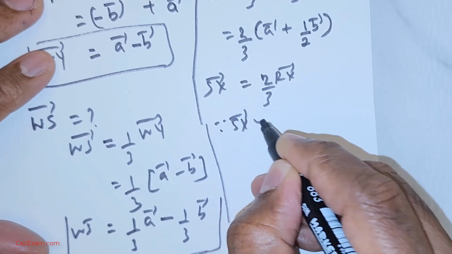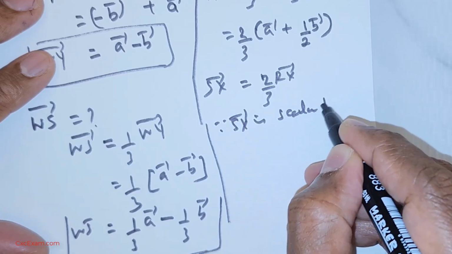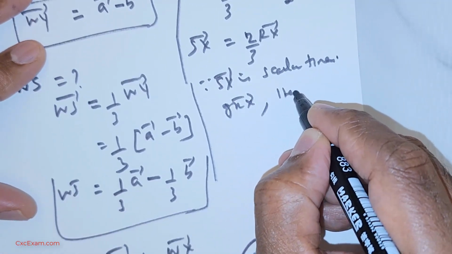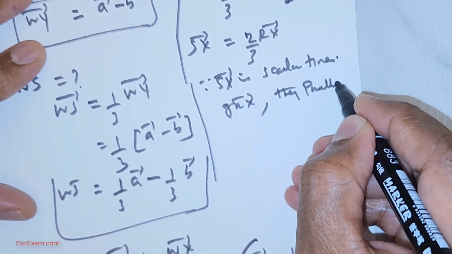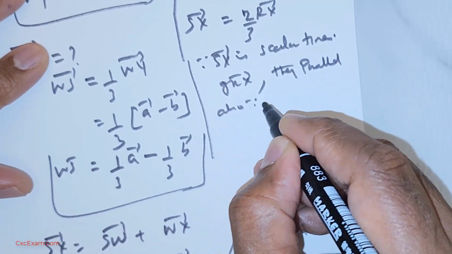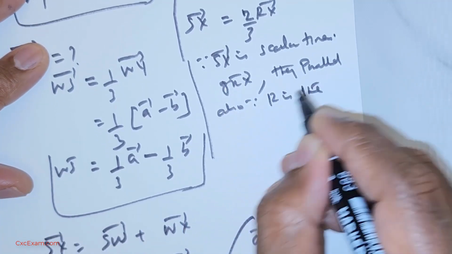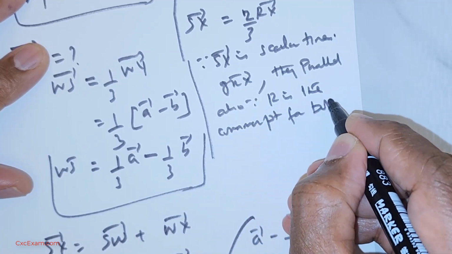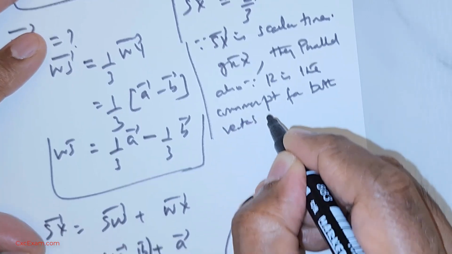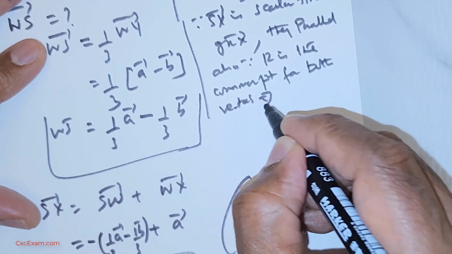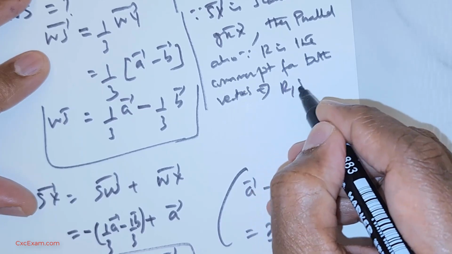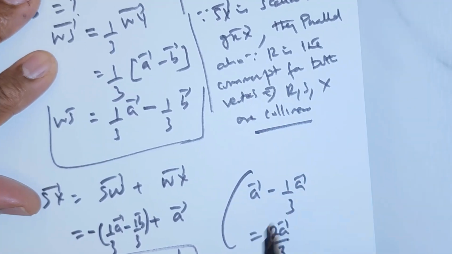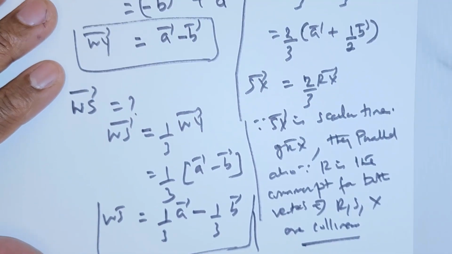Now since SX vector is a scalar times RX vector, they are parallel. Also, since X is the common point for both vectors, this means R, S, X are collinear. So collinear means lying on the same line. So that is the conclusion for this question. Thank you everybody.